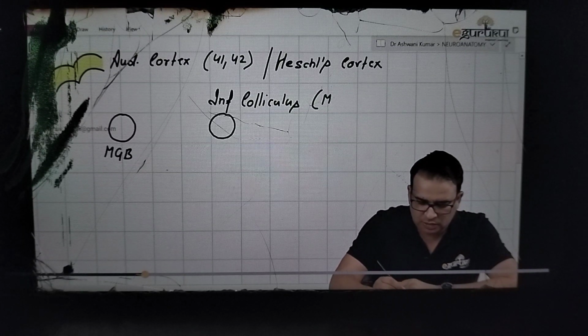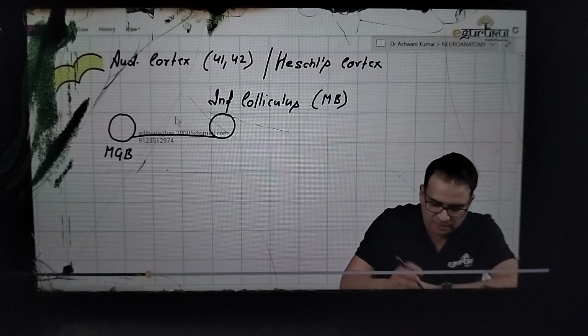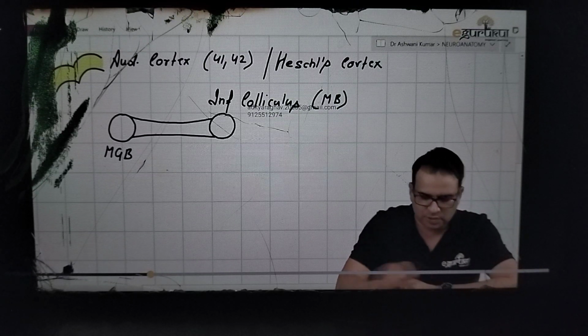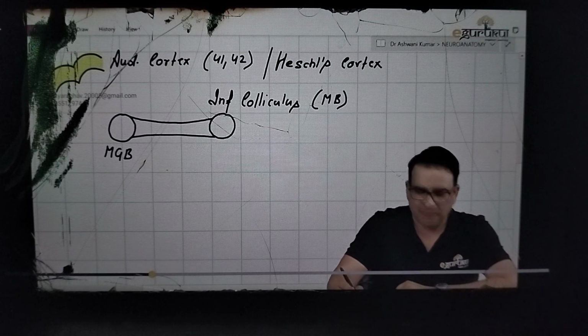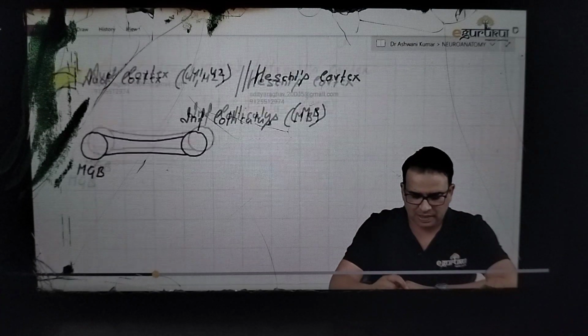This is inferior colliculus of midbrain, which will be seen connected to the medial geniculate body by a white matter bundle. This white matter bundle can be called the inferior brachium. Now again, let me tell you something separately. Again, we said medial and lateral geniculate body.